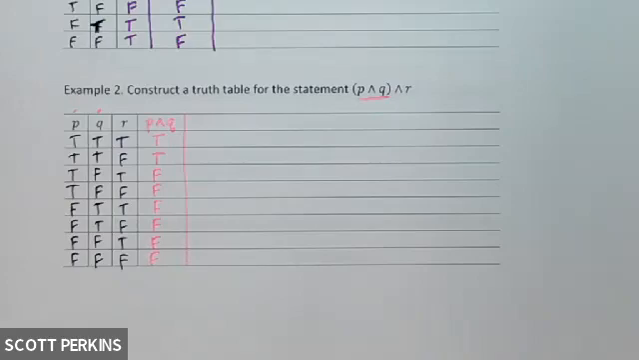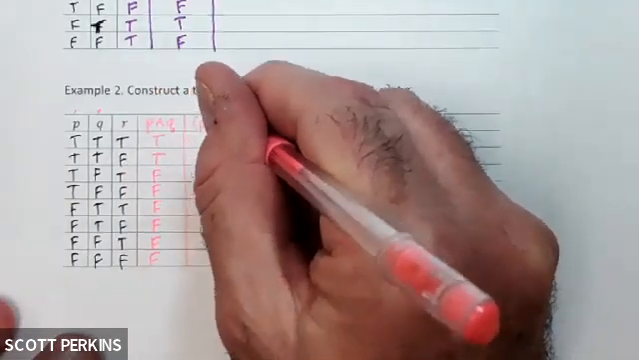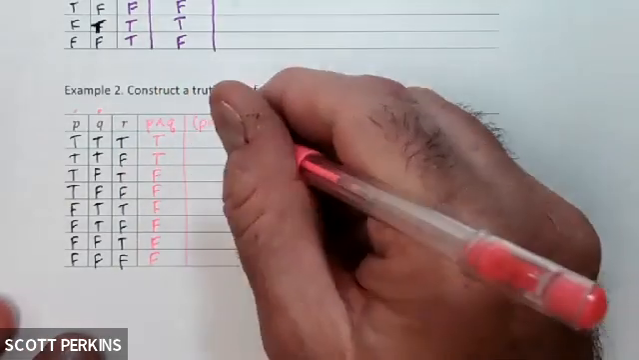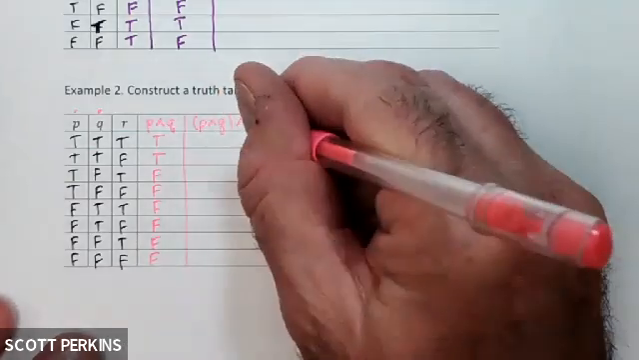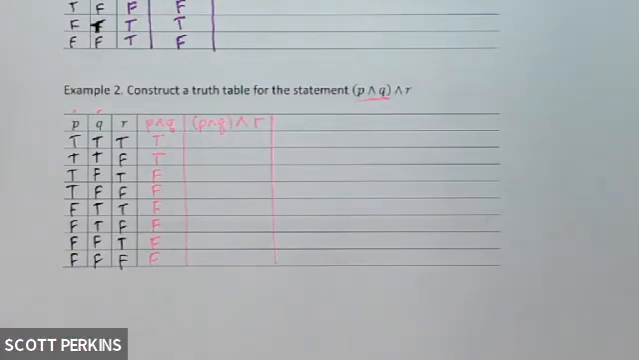Then I only have one other column. We're just about done. What you're going to do last is take that P and Q column that we just did, and now you're going to conjunct it with R, and you'll be done. So go ahead, I'll give you 30 or 40 seconds to fill that in.